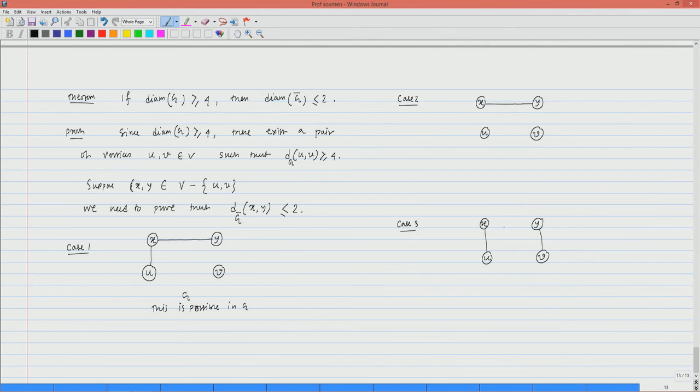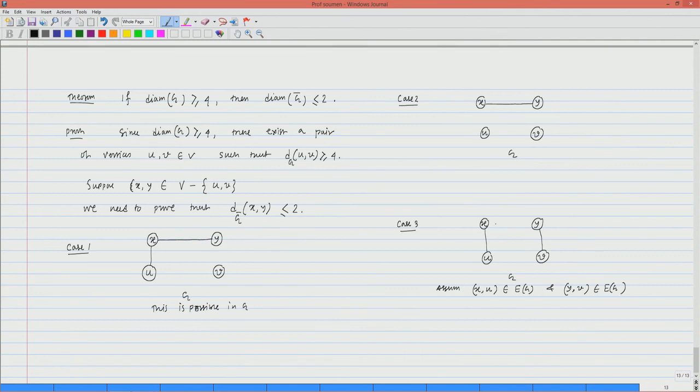So, in case 3, I can't assume that x and y are adjacent. If I make x and y adjacent in G, then there will be a path of length 3 in G between u and v, but I have assumed that the distance between u and v is greater than or equal to 4 in G. So, in this case what we are assuming is that x and u are adjacent in G. This is the edge set in the graph G, and y and v are adjacent in G.